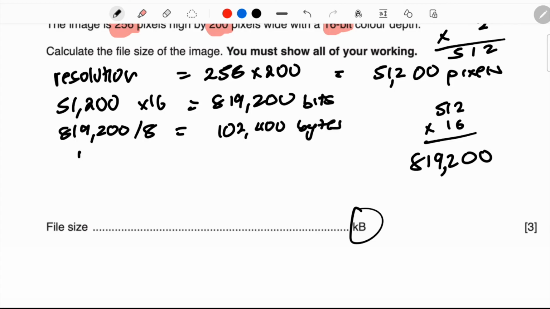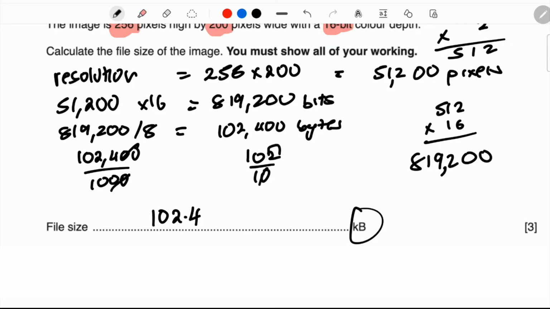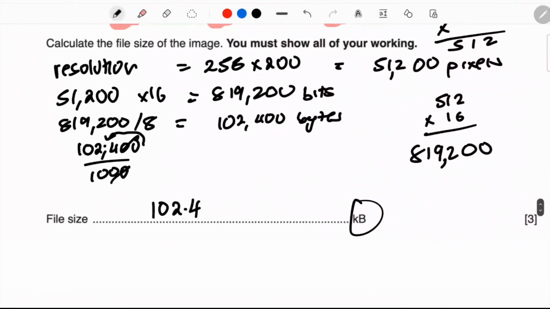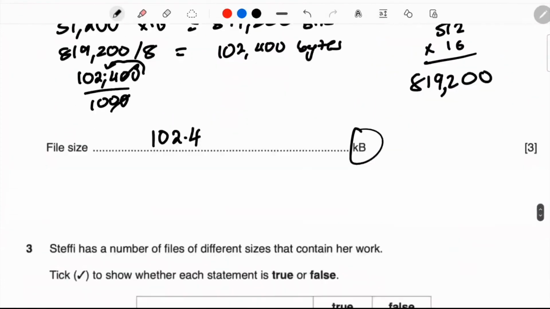We want kilobytes, so we do 102,400 divided by 1,000, which cancels 2 zeros. 102.4 will be the answer. So the answer is 102.4 kilobytes. There'll be a point here. I'm hoping you have understood this question. Okay, let's move on to the next question.